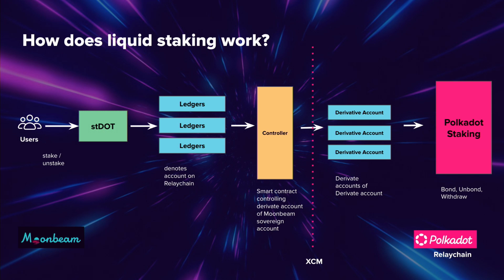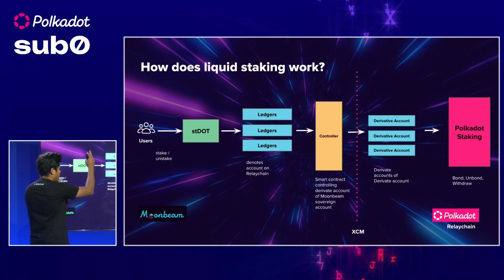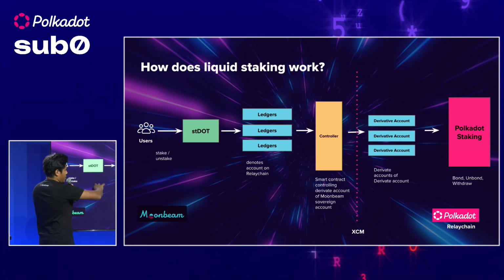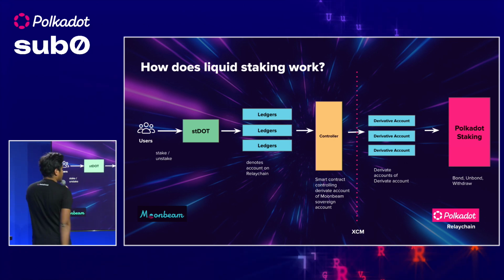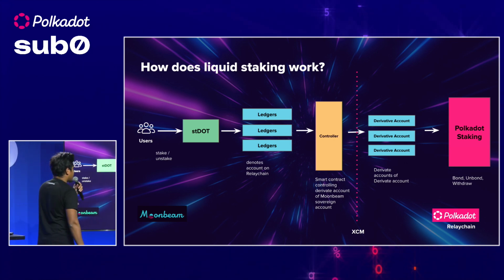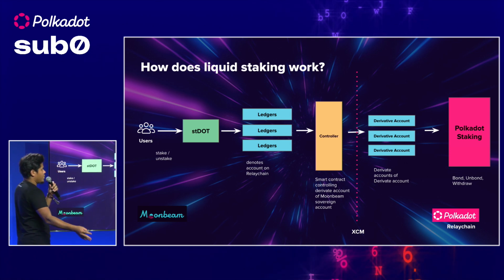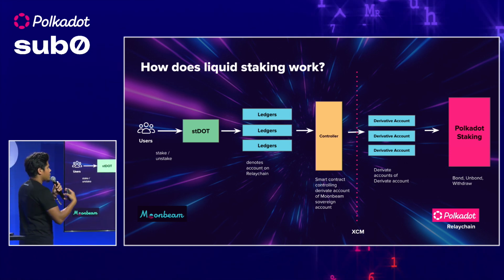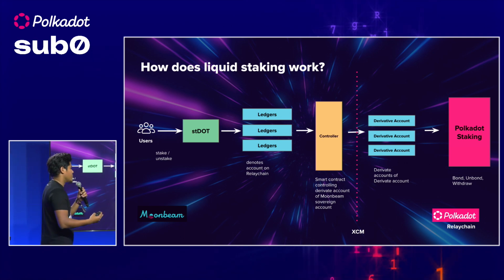Since we're on Moonbeam, right? Moonbeam is EVM and Polkadot is basically Substrate, all right? So you can see a clear division in the technical architecture between the Moonbeam end and the Polkadot end. Once a user is using stDOT, the main functions would be to stake or unstake.